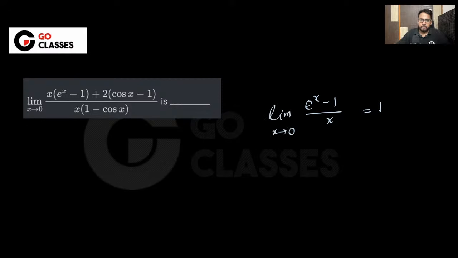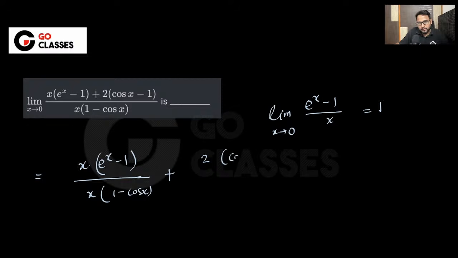Right? So maybe what we can do, we can separate this: x into e power x minus 1 upon x into 1 minus cos x, plus 2 into cos x minus 1 upon x into 1 minus cos x. Right? Let's just take it as two terms.